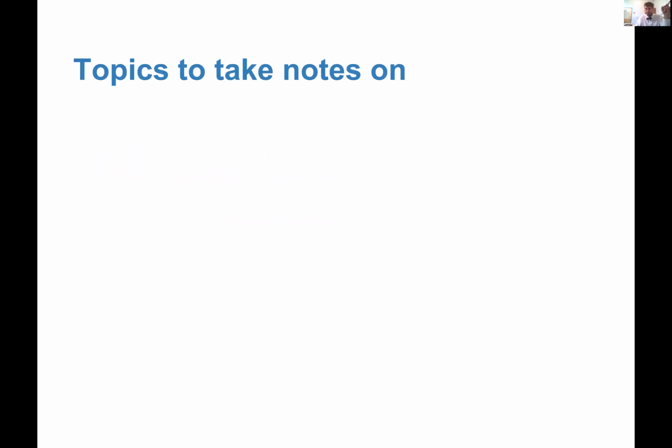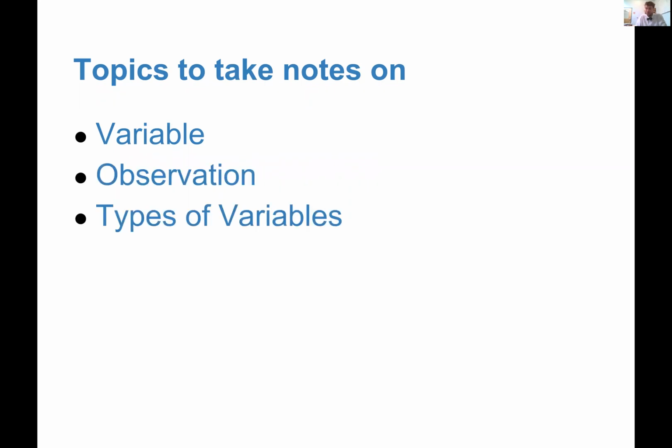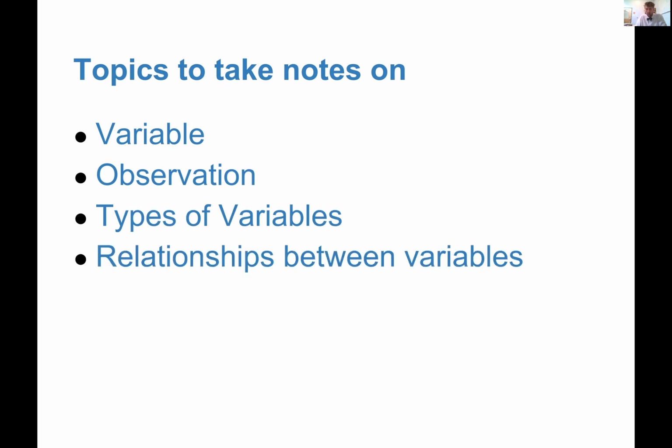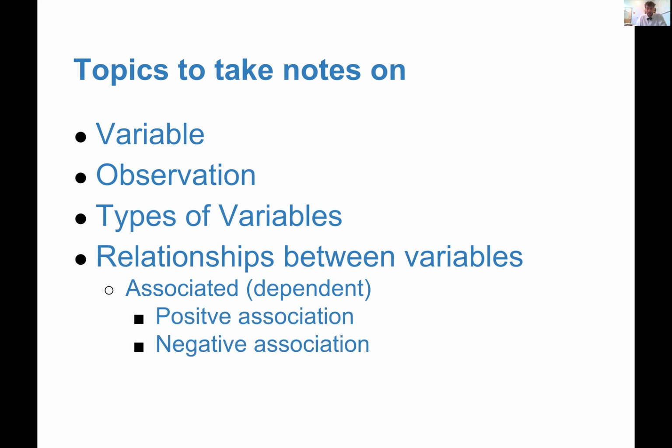So, topics to take note on. What is a variable? What is an observation? What are the types of variables? And what are possible relationships between variables? Now, we'll also talk about some keywords: associated, dependent, which could be positive or negative. And we'll also talk about independent. Okay, so these are words to look for during this talk and while you read.